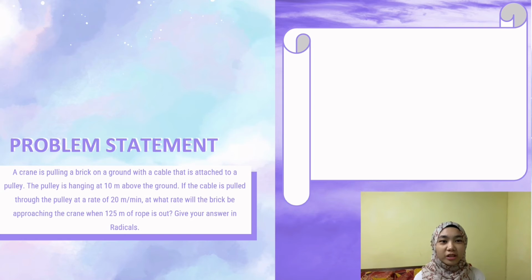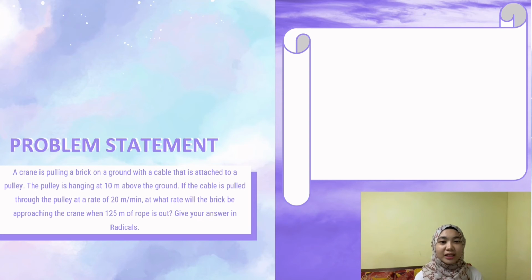Next, we continue with the problem statement. This is the problem given. A crane is pulling a brick on the ground with a cable that is attached to a pulley. The pulley is hanging 10 meters above the ground. If the cable is pulled at a rate of 20 meters per minute, at what rate will the brick be approaching the crane when 125 meters of rope is out? Give your answer in radicals.